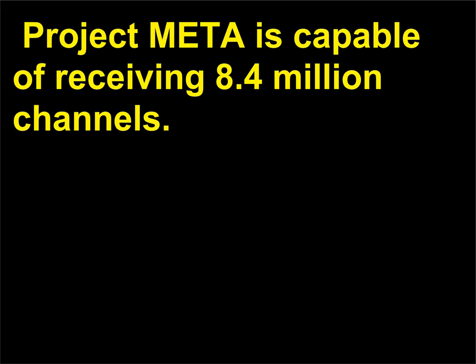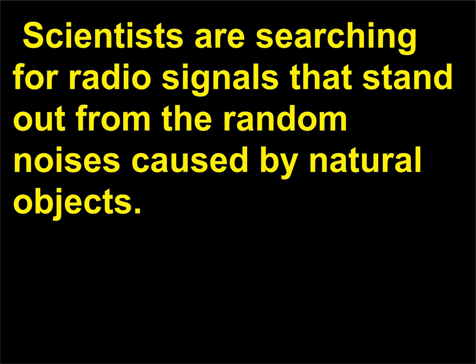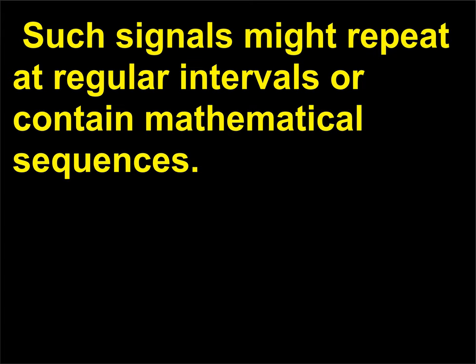NASA began a 10-year search in 1992 using radio telescopes in Arecibo, Puerto Rico, and Barstow, California. Scientists are searching for radio signals that stand out from the random noises caused by natural objects. Such signals might repeat at regular intervals or contain mathematical sequences. There are millions of radio channels and a lot of sky to be examined.